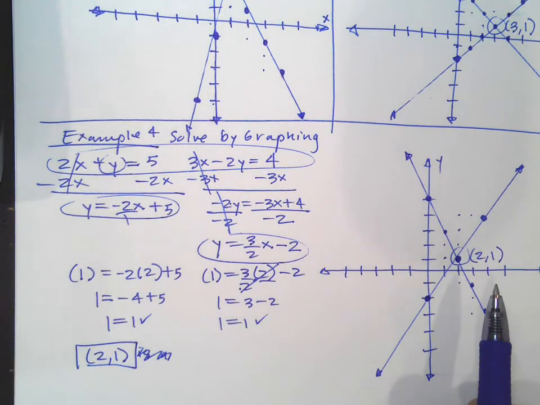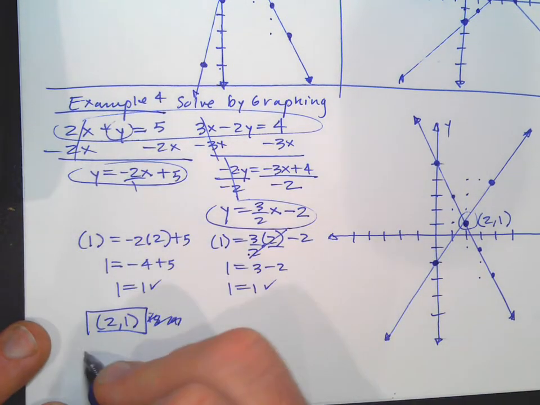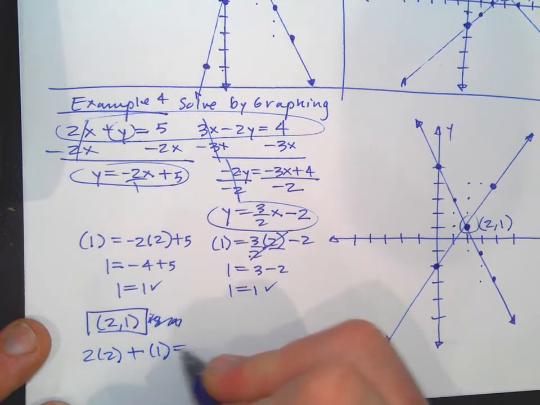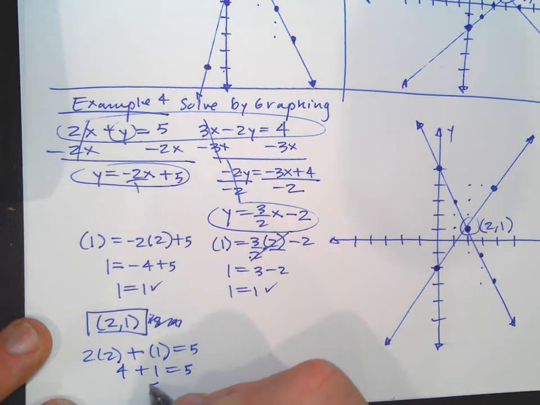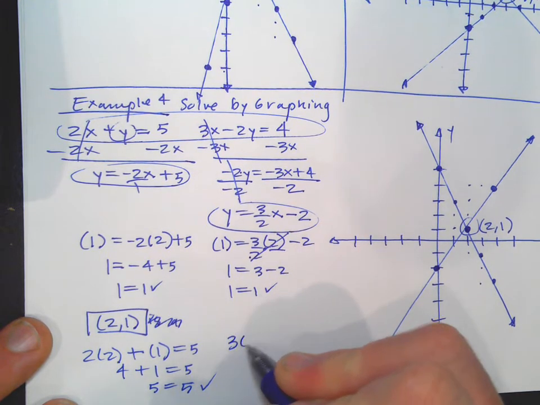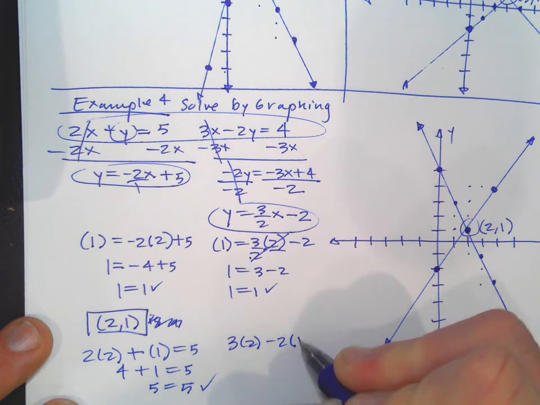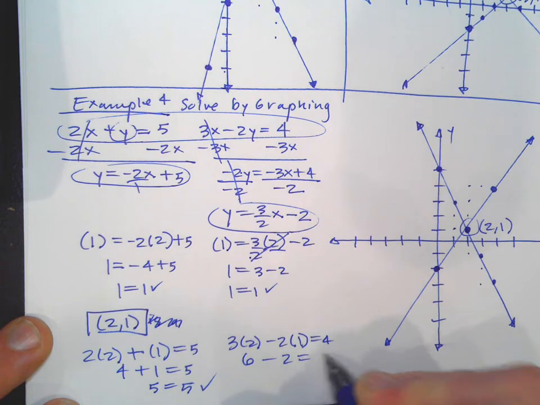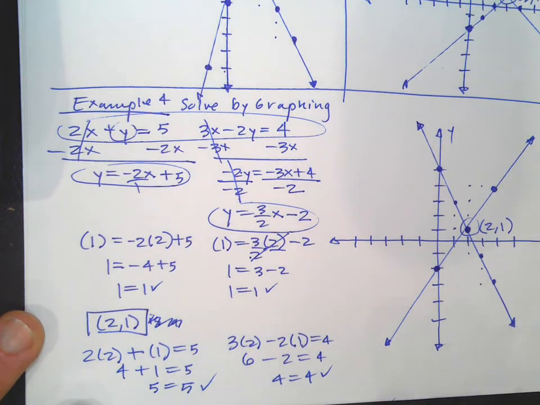Might even be easier because those ones didn't have fractions and stuff. So I would probably actually check these in the original equations because that would be the best way to make sure you didn't make any mistakes. And it might even be easier, like I said, because they didn't really have any fractions or anything. So if you check it in the original equations, that's for sure where it's got to work.